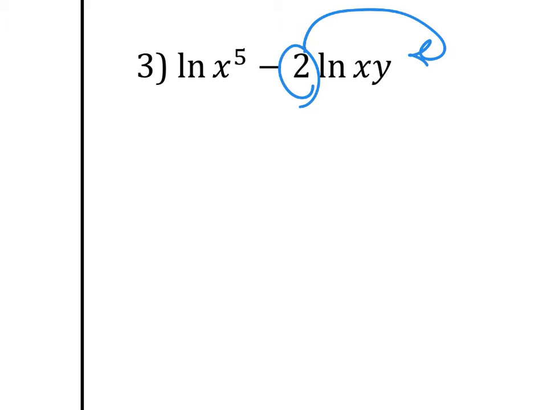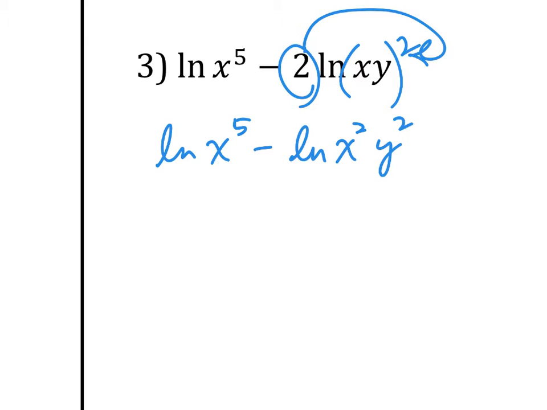But an exponent for what? So this is another confusion that happens. So we know that 2 becomes an exponent, a square. The question is square for what? So a lot of people just write it like this. That is incorrect. It is the square for everything inside. So be careful of that. So this becomes natural log x to the 5th minus natural log of xy squared, which is x squared y squared. All right.